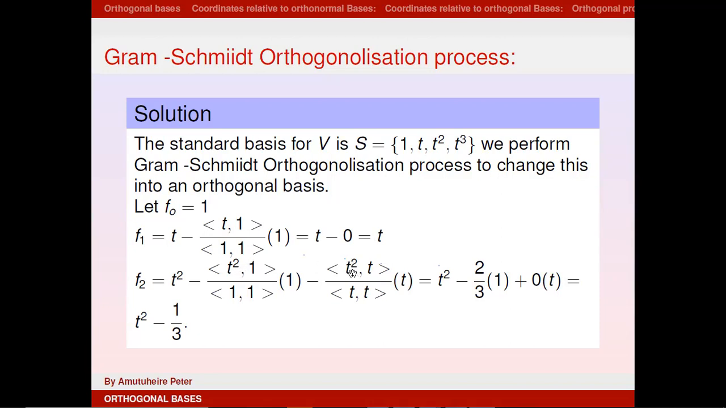Then for F1, we have the inner product of T squared with T over the inner product of T with T, times T. When we do this, we get 2 over 3 times 1, and this other term gives us a 0. So we get F2 as that.